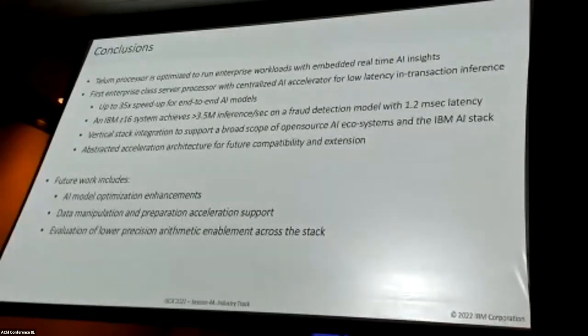And the abstraction that we have for our architecture will allow customers to continue running programs on the next machine, even if we decide to enhance the architecture. AI is a fast moving domain, so we may implement functions differently. Future work includes further optimization of the model to better utilize the existing hardware, data preparation, which is now a bigger chunk of the transaction as inference is much faster, and of course, looking also into lower precision arithmetic across the stack in its implementation. Thank you.